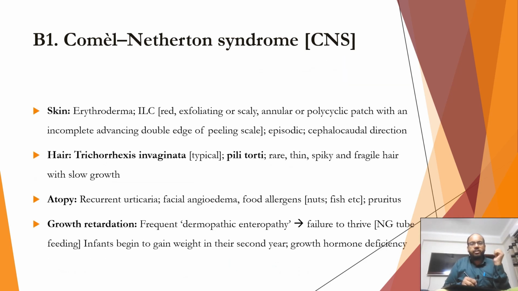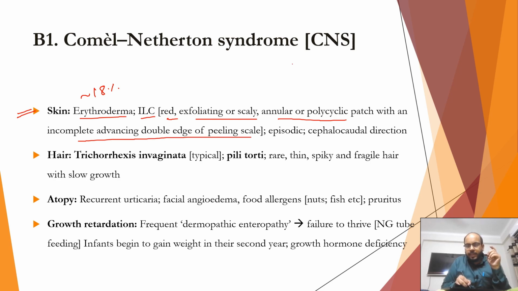Now, coming to the clinical features of Comel-Netherton syndrome, in skin you see erythroderma. Remember, roughly 18% of the cases of infantile erythroderma is Netherton syndrome. Ichthyosis linearis circumflexa is seen, which are red, exfoliating or scaly, annular or polycyclic patch with an incomplete advancing double edge of a peeling scale.